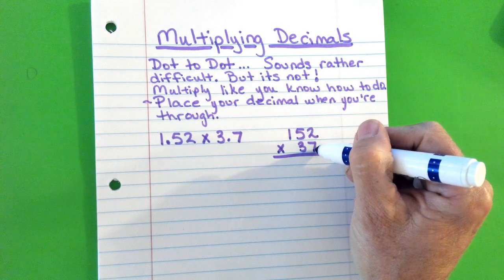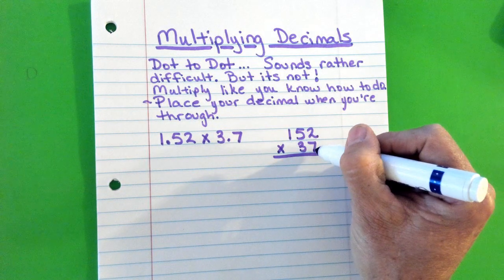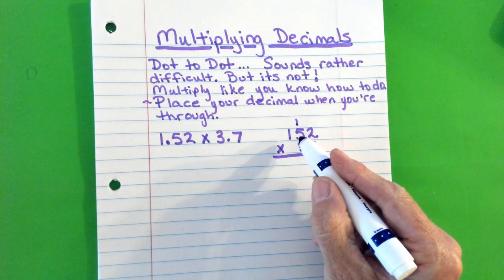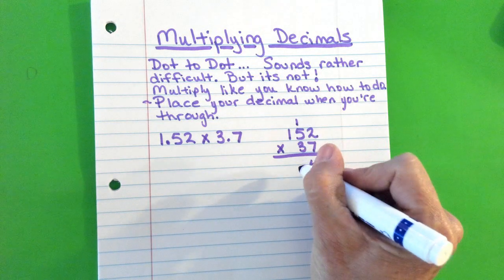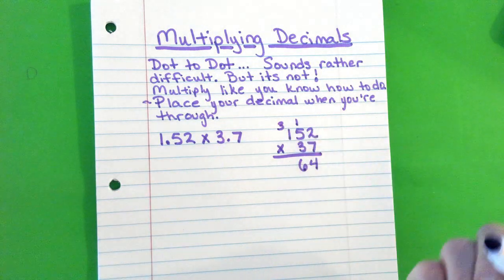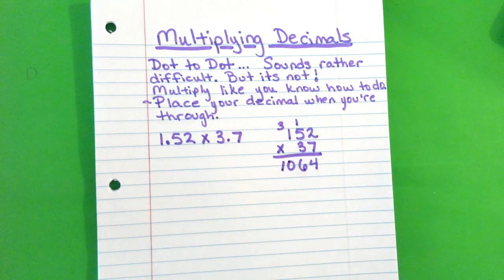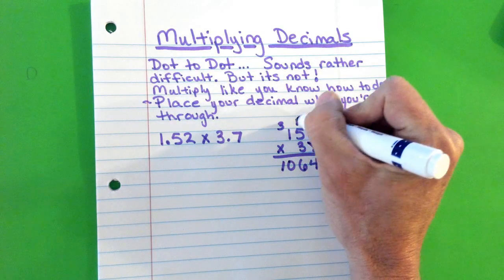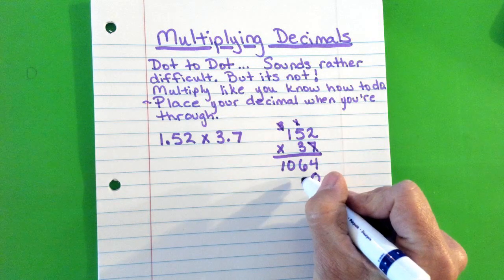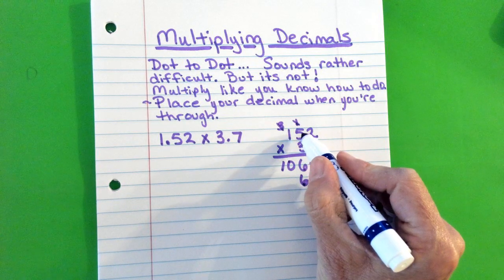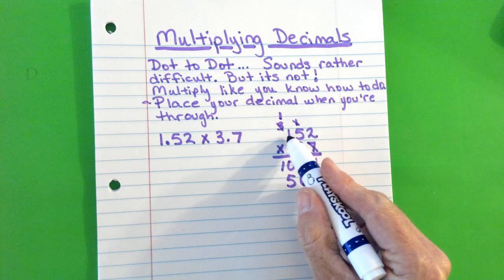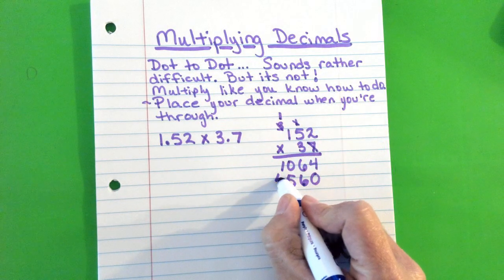And then I just multiply like normal. So I'm going to start with my 7 in the ones place, times everything up top. 7 times 2 is 14, carry the 1. 7 times 5 is 35, plus 1 more is 36, carry the 3. 7 times 1 is 7, plus 3 more is 10. Now I'm done with the ones place. Scratch, scratch, scratch, lay an egg. Then 3 times 2 is 6. 3 times 5 is 15, so put the 5, carry a 1. 3 times 1 is 3, plus 1 more is 4.